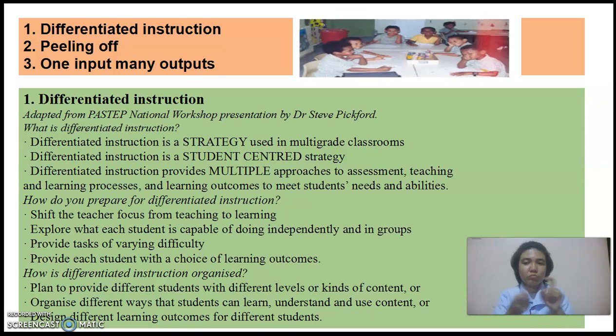Last, how is differentiated instruction organized? It is important to plan to provide different students with different levels or kinds of contents, or organize different ways that students can learn, understand, and use content, or design different learning outcomes for different students.